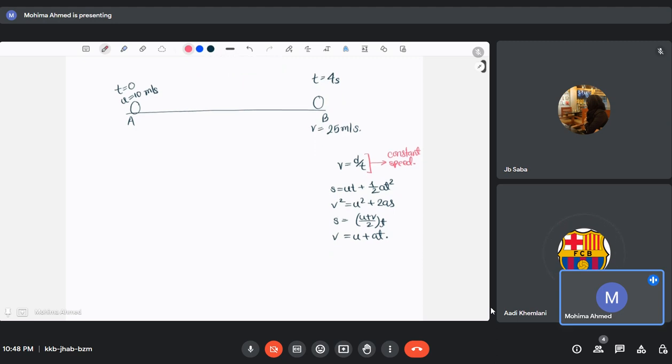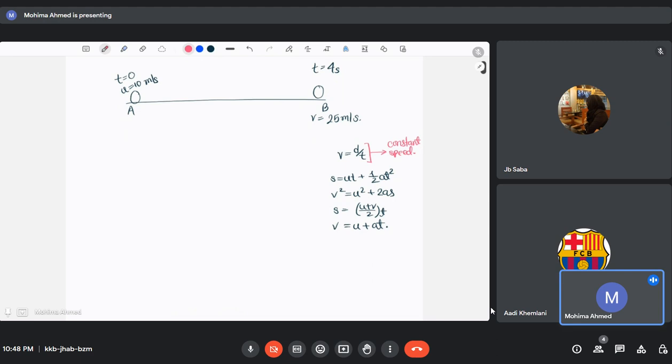Now moving to the other four equations. These four equations are usually referred to as equations of motion or constant acceleration equations. I would prefer that you memorize these four equations as constant acceleration equations, because that way you can understand in which situations or scenarios you are supposed to use them. So these equations are only for constant acceleration.